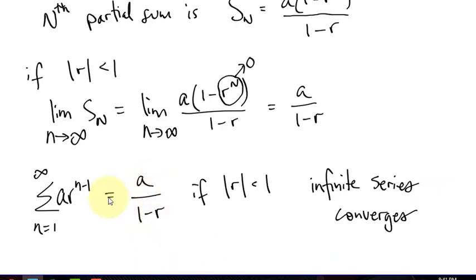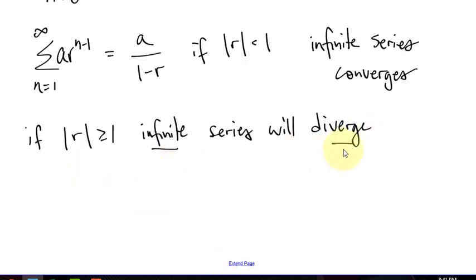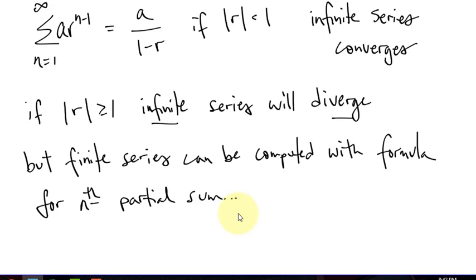But in the case that the r value is not less than 1 in absolute value, we can still compute a finite series. The infinite series will diverge, but the finite series can be computed with that nth partial sum, with the formula for the nth partial sum, which we had just derived.